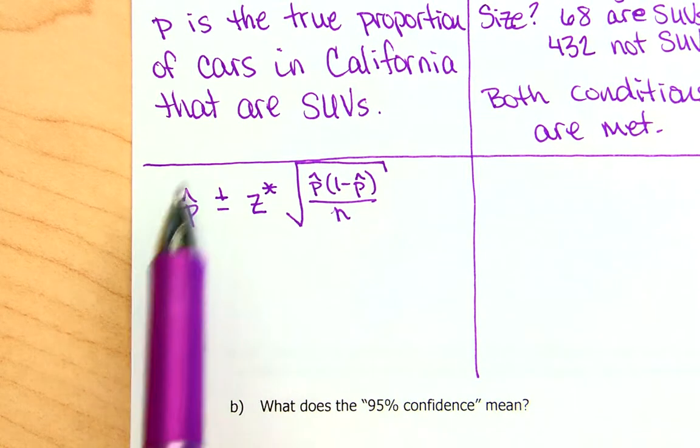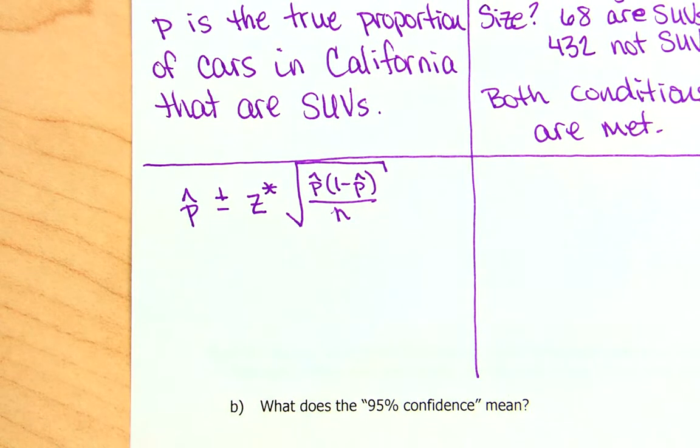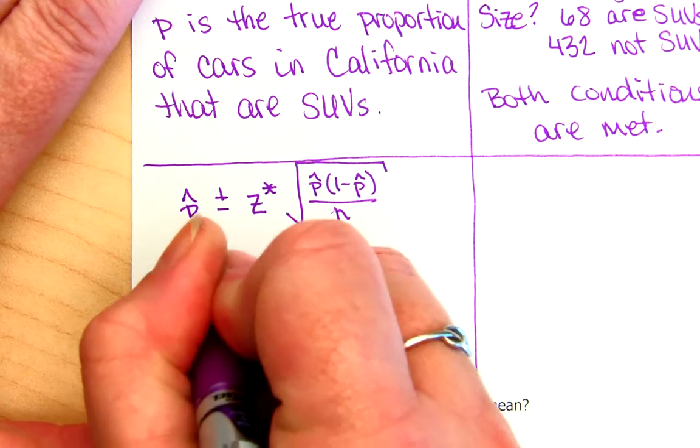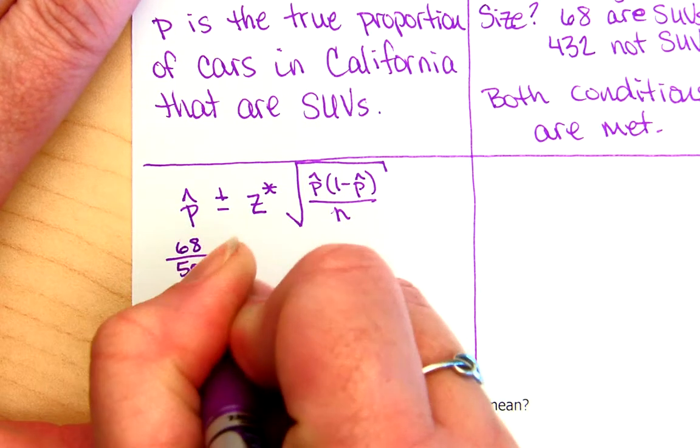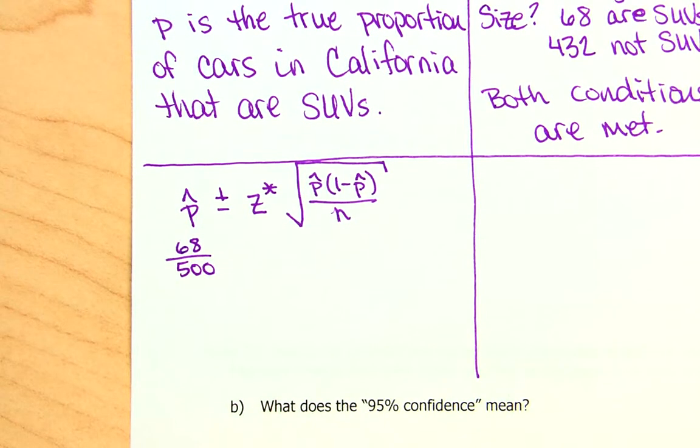So p hat is what happened in our sample. So in our sample, we had 68 out of 500. So that's the SUVs in our sample.